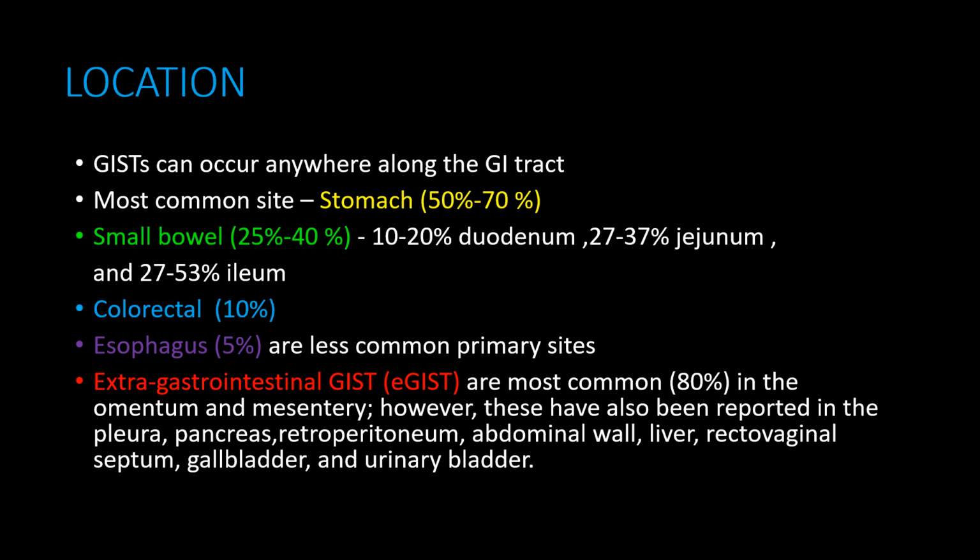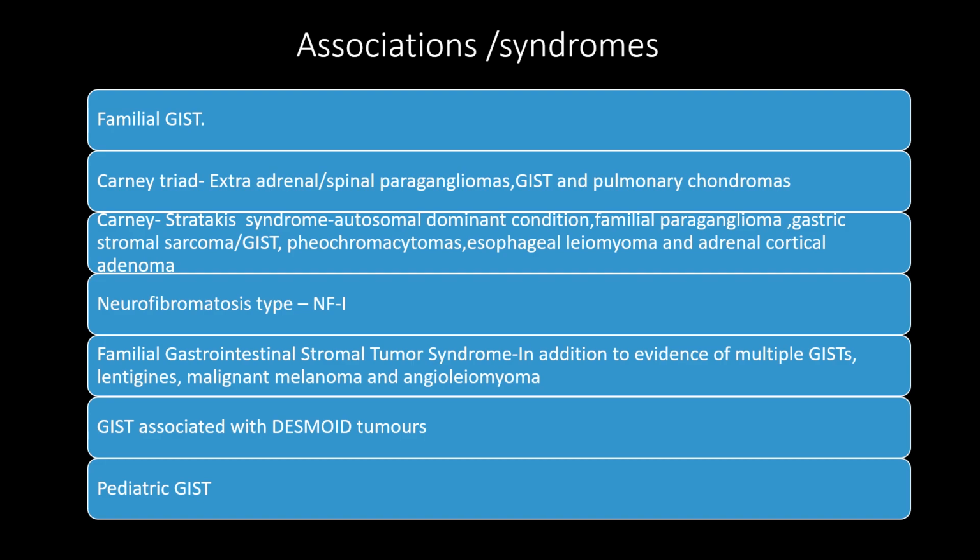GIST can occur anywhere in the stomach, but the most common site is the stomach, followed by the small bowel. In the small bowel, it is the duodenum, jejunum, followed by ileum. Other sites will be colorectal, then esophagus. There is another component known as extra gastrointestinal GIST, which is seen in the omentum and mesentery, and rarely in the pleura, pancreas, retroperitoneum, abdominal wall, liver or rectovaginal septum, gallbladder and urinary bladder.